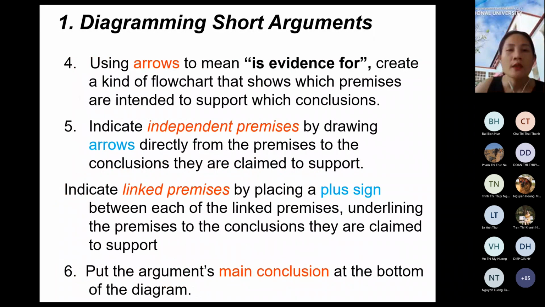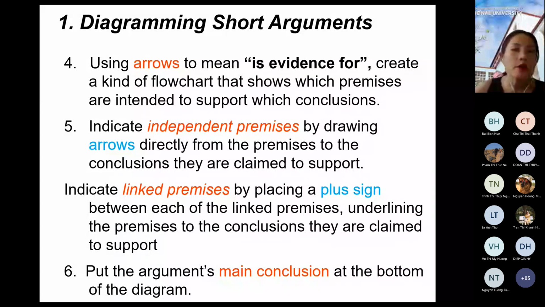All right. And then the fourth step says that, after you allocate the numbers of premises above and the number of conclusion below, we are going to use the arrow to link the premise with the conclusion, because the arrow here means is evidence for. So an arrow from premise to conclusion means the premise is evidence for the conclusion. If we use the arrow like that, we link the premise number with the conclusion number, and it helps to create a kind of flow chart to show the relations between the premises and their conclusion.